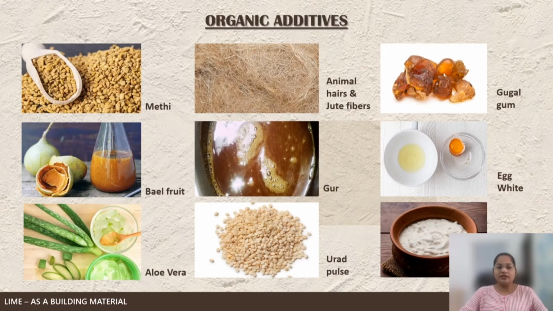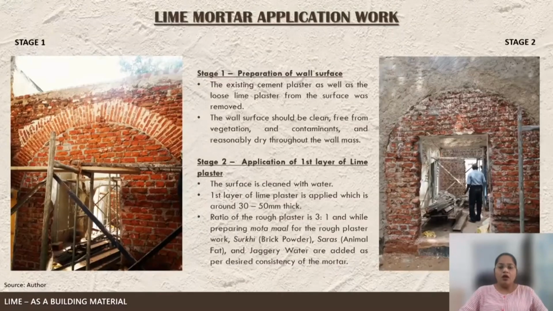Gur is used extensively all over India to improve workability and provide waterproofing to the wall. Urad dal was commonly used in Maharashtra as a binder in traditional lime mortar. Egg whites were used in Tamil Nadu in lime plaster to impart a shine to the plaster and keep the interior spaces cool. Moving towards the application of lime plaster, here I am giving you the example of the restoration of this building.